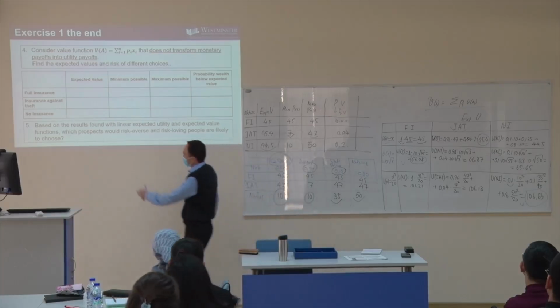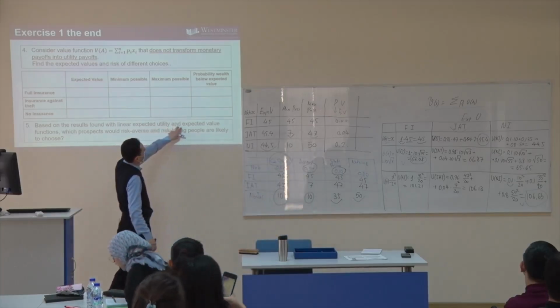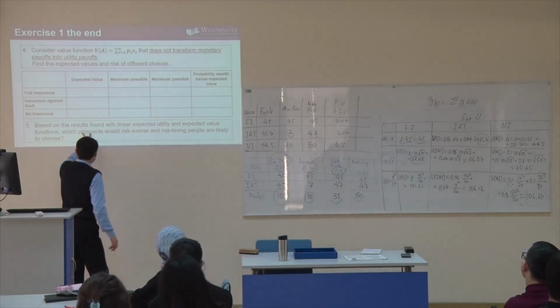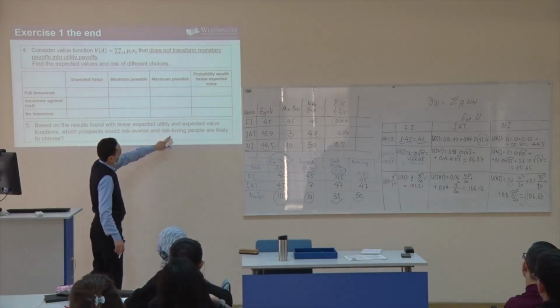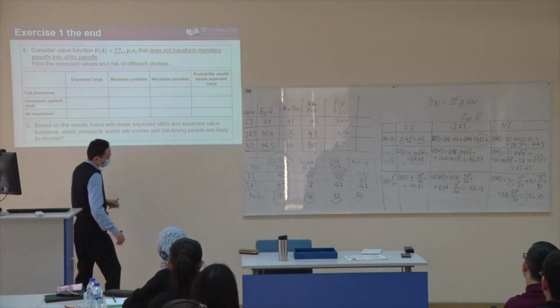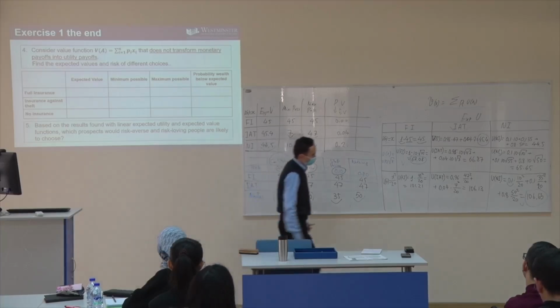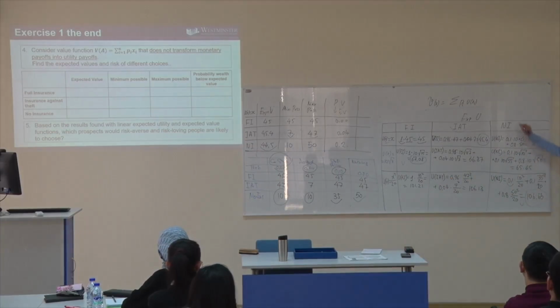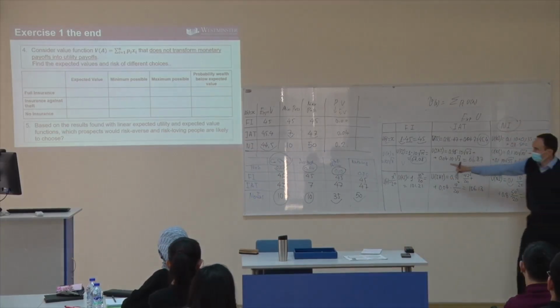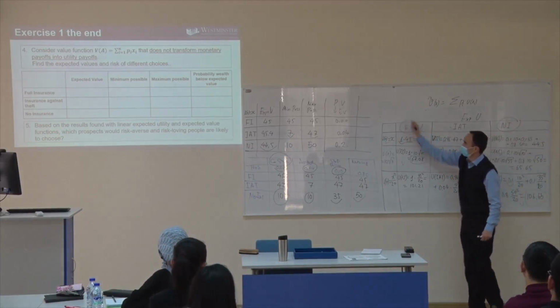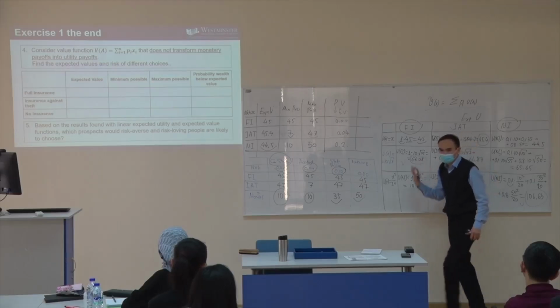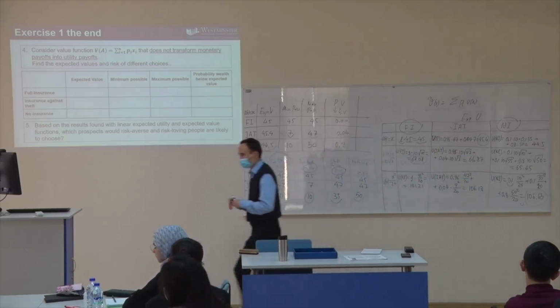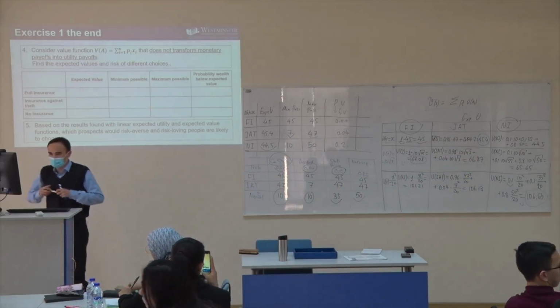So based on the result found with linear expected utility and expected value functions, which prospect would risk-averse and risk-loving people be likely to choose? So we have answered the question, right? Risk-loving people will choose no insurance. Risk-averse people will choose full insurance. Done. We are done with exercise 1.